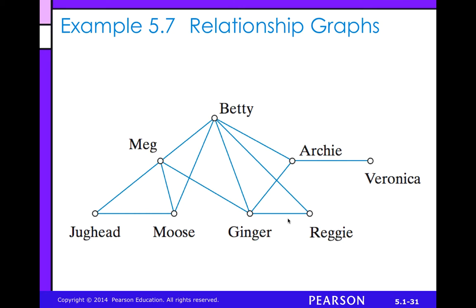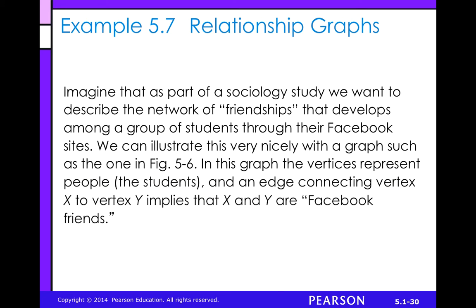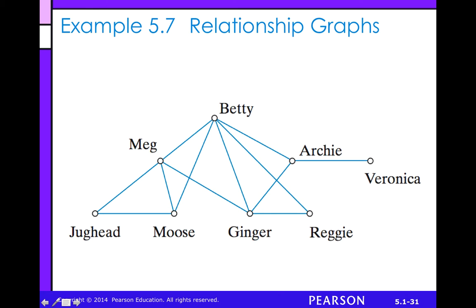So this is a relationship graph. What this means is that Meg, she's friends with Betty, Moose, Jughead, and Ginger. Okay, I didn't make this, so I don't know why people are named Jughead and Moose in this thing, but whatever. So basically the vertices represent people, and an edge represents a friendship. So we draw an edge between 2 people if and only if they are friends. That's what this is saying here. An edge connecting vertex X to Y means that X and Y are Facebook friends. So this picture here is just a visual representation of a friendship network.